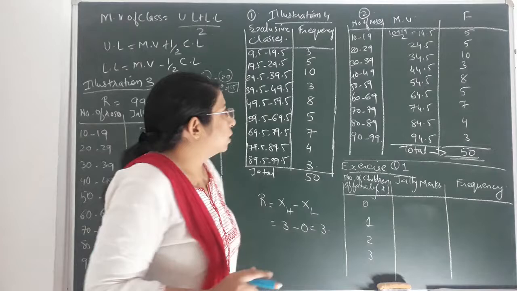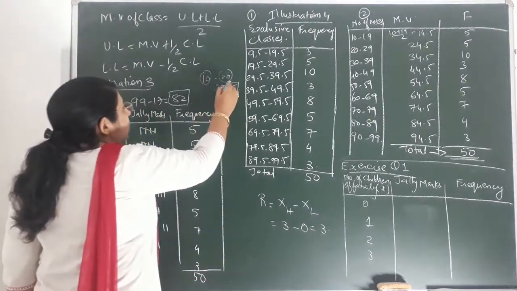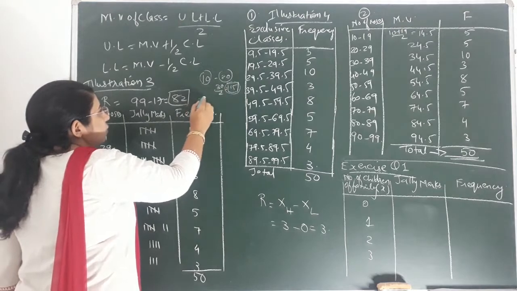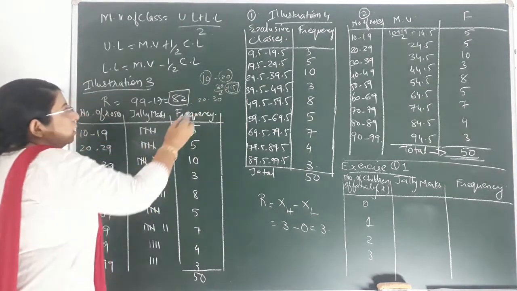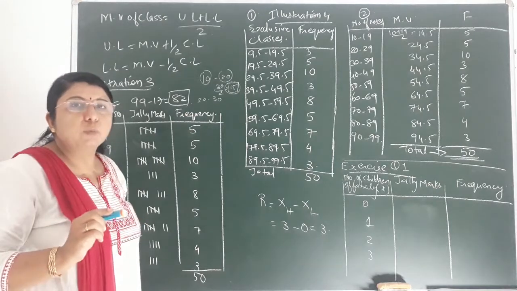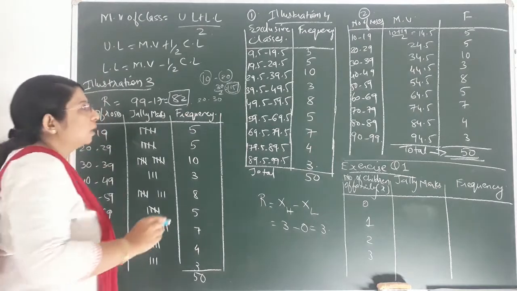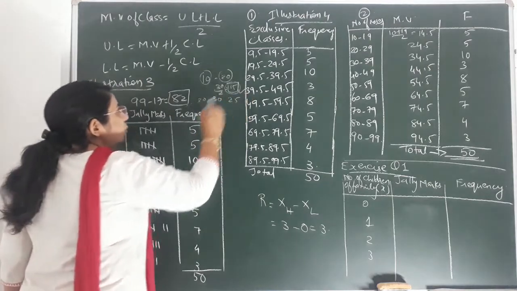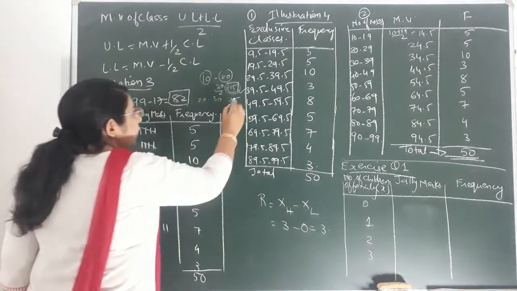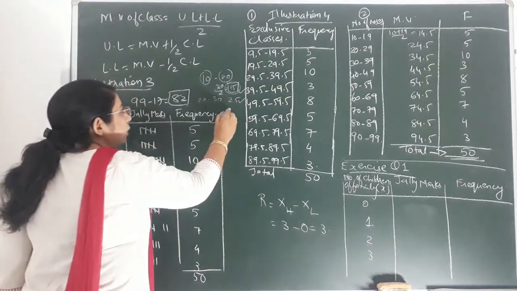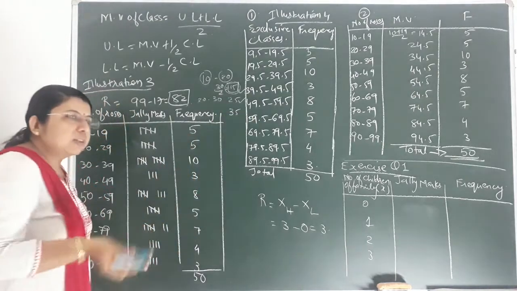At present, just understand that suppose 10 to 20 is the first class, and the second class is 20 to 30. Then for 20 to 30, upper limit plus lower limit: 30 plus 20 would come to 50. So 50 divided by 2 would come to 25. So for the first class the mid value is 15, and for the second class it is 25. Then what would be the mid value for the third class? That would be 35. Easily you can identify.